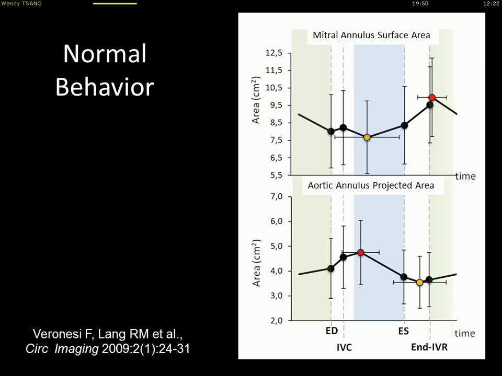So going back to our custom software, with our first interest in aortic mitral coupling, we first looked at normal people just to see, does this actually exist? What do we find? If you look at the top graph, we have area along the y-axis and time along the x-axis. As you can see, for mitral annular surface area, in systole it's smallest, and then during diastole it increases in size. In contrast, if you look at the bottom graph, you see that in early systole the aortic annular area is the largest, and it decreases in early diastole.